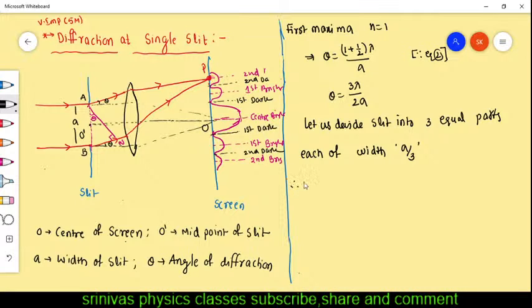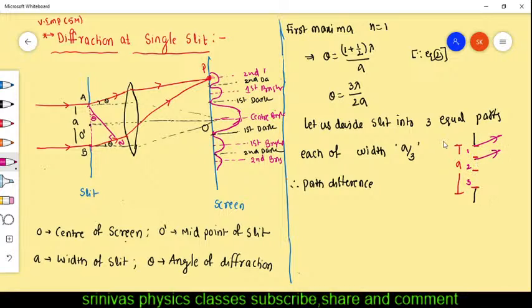And the path difference between the light waves. I divided the slit into three parts. You see here, this is the slit, and it is divided into three parts: this is one part, this is another part, and this is another part. The total slit width is a, divided into three parts. One light ray starts from the first part, another light ray starts from the second part.